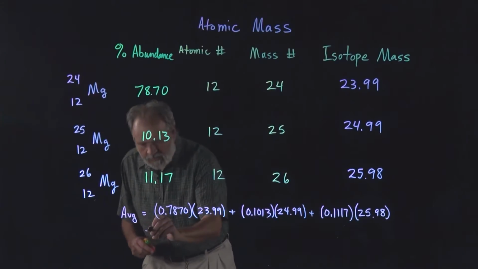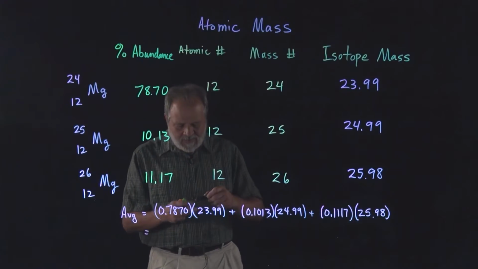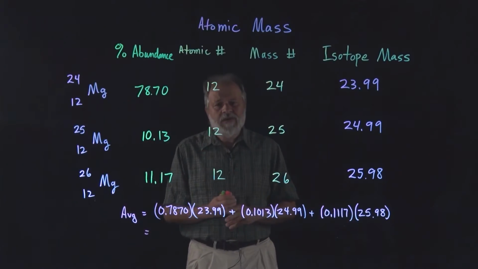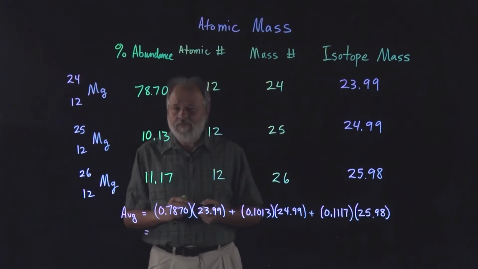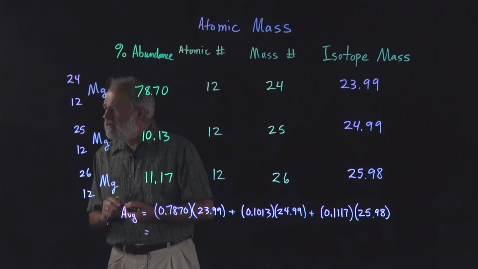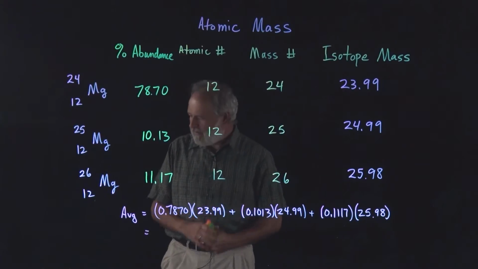And when you do that, well, first of all, the answer should be in the periodic table, because the atomic mass is always put underneath the element in the periodic table. And so the periodic table says 24.31. Let's look and see what we get from this. All right, I'll be right back.